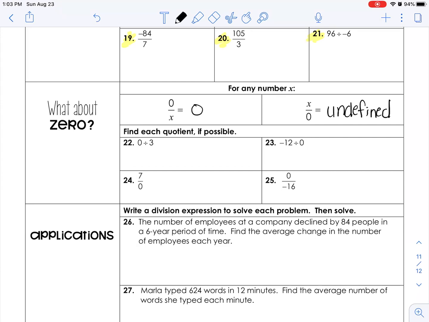Because remember, we can do 0 divided by a number. We just can't ever divide by 0. Because you can't break a number into 0 groups. You're going to have some amount of group.